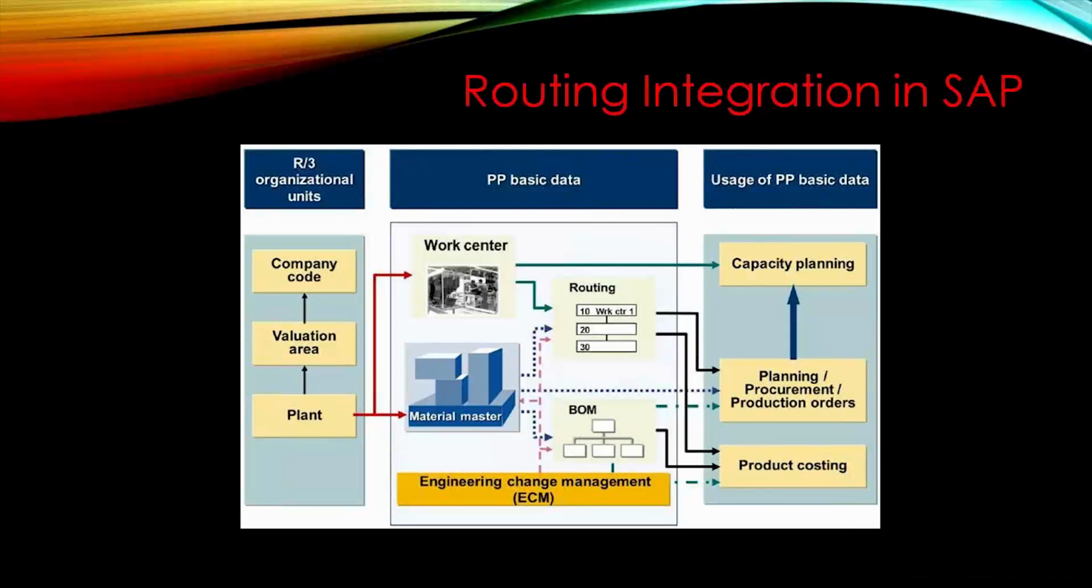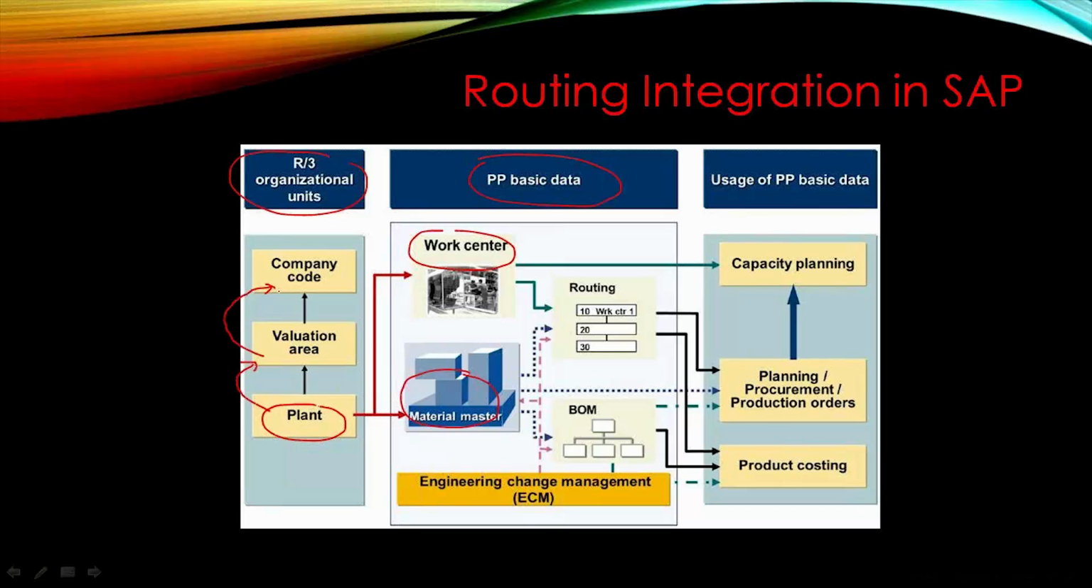Next we're going to talk about the routing integration in SAP. So what basically this means is you have the routing here in the middle, and that is integrated with the org structure on one side. Basically what that means is the work center that you are using and the material master that you are using, they are basically linked to a plant. So everything we're creating is within a plant, whether it's a material master, a work center, or a routing, and that plant is further assigned to the valuation area, and this valuation is further assigned to the company code.